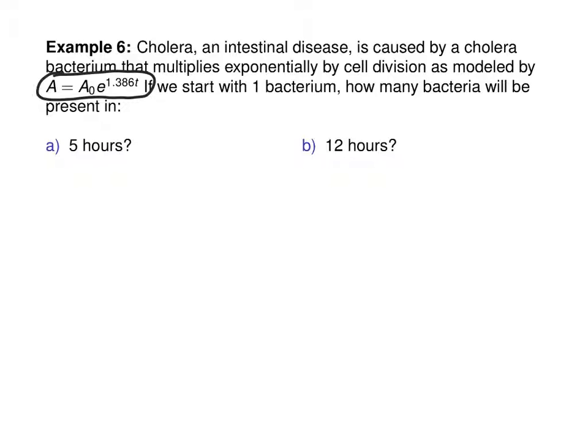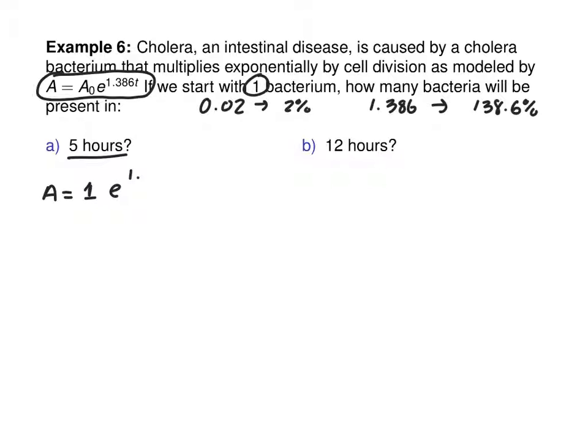So this growth rate is huge. Remember how we said 0.02 was a 2% growth rate, right? In this one, we have 1.386. What is that as a growth rate? 138.6%, right? Okay, so it's growing really, really quickly. I know. So in just 5 hours, if you don't use your Lysol, you start with 1, so 1 e to the 1.386 times 5.